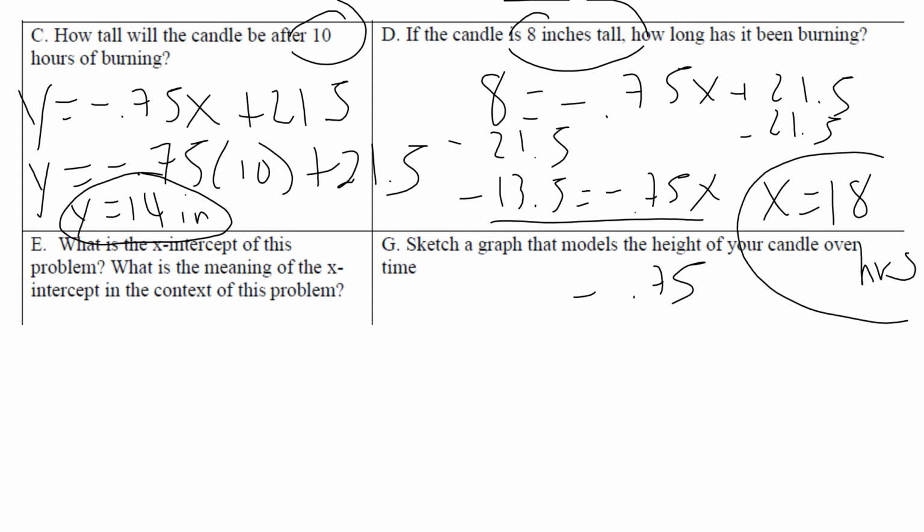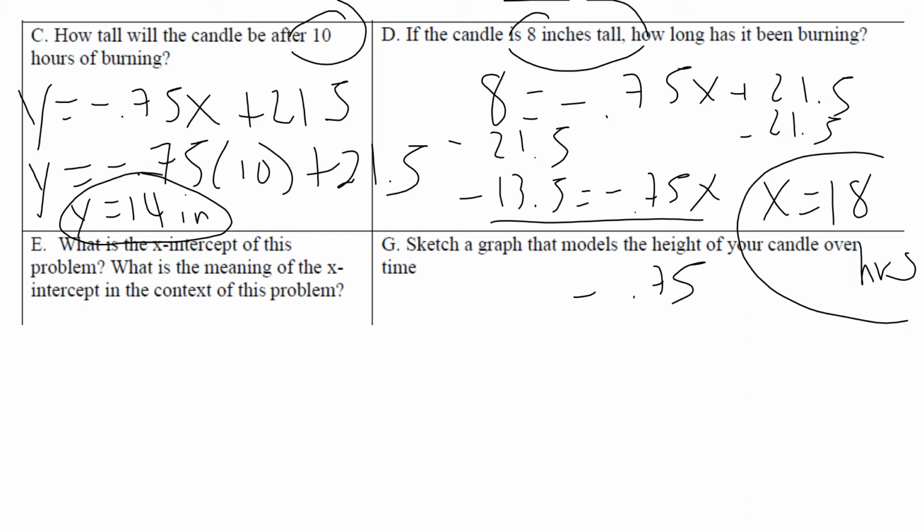For these word problems, keep in mind a little bit of common sense. The height of a candle has to be positive or else it's burnt away. The amount of time that the candle has been burning has to be positive because negative time is not a thing. So very important to keep those two things in mind.